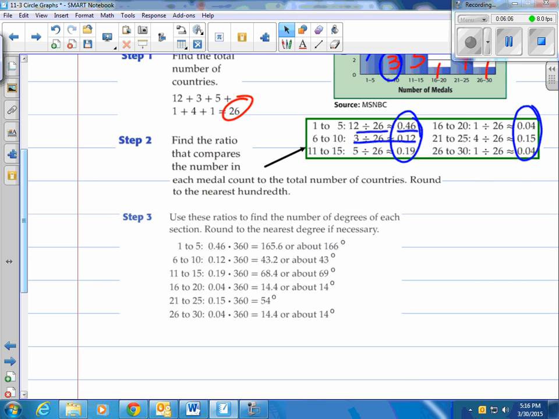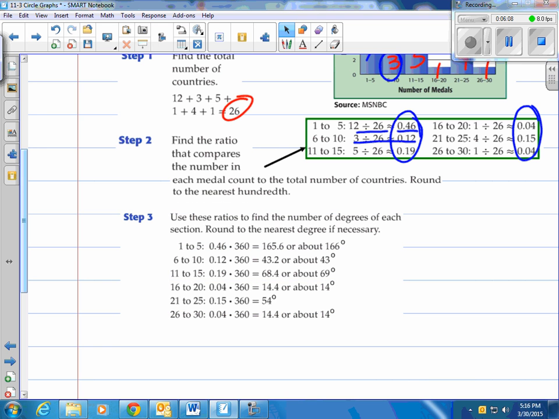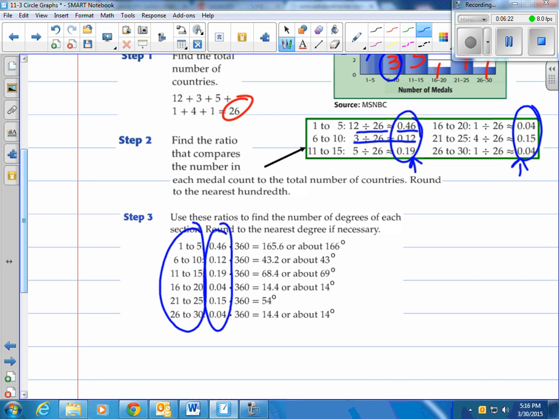Next step would be to use these ratios to find the number of degrees of each section, rounding to the nearest degree if necessary. So we take everything that we have here in the circle, which represents each one of those intervals, and we multiply them by 360 like we did before. And we end up with all of these wonderful values that you would then take out and graph.